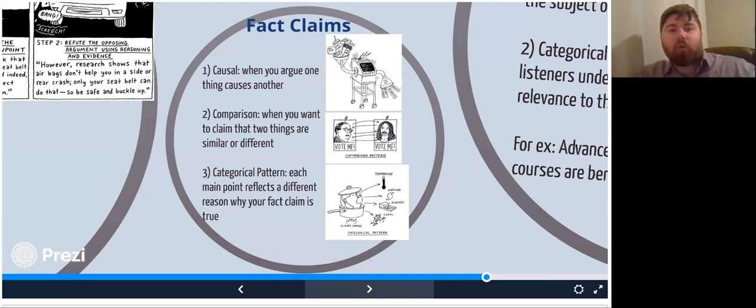And then there's the categorical pattern. Each main point reflects a different reason for why your fact claim is true. So, for example, you create a category and you show, okay, this is a reason, and this is a reason, and this is a reason why your fact claim is true. So you're creating this hierarchy.